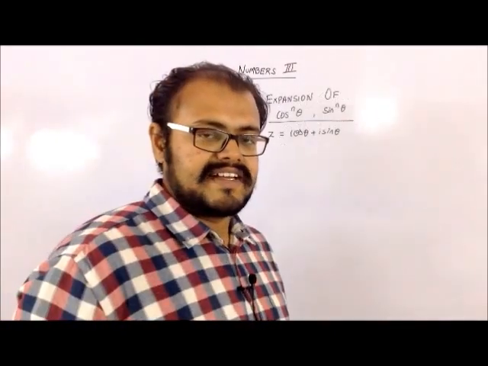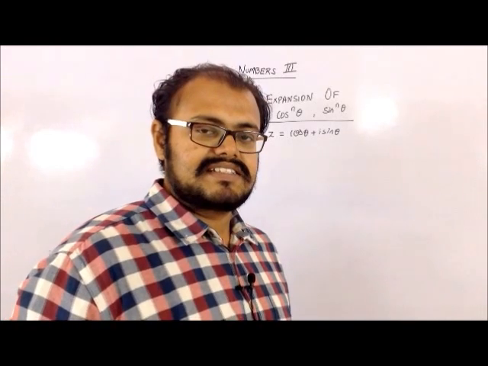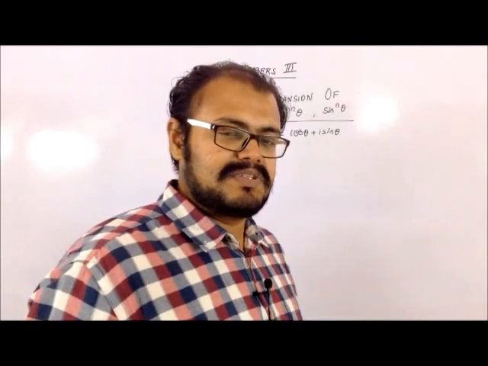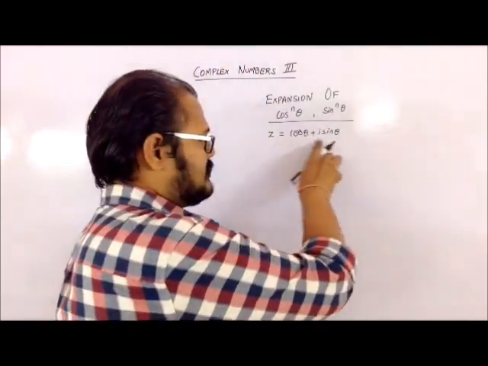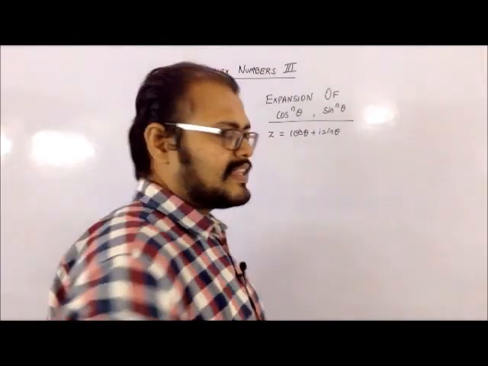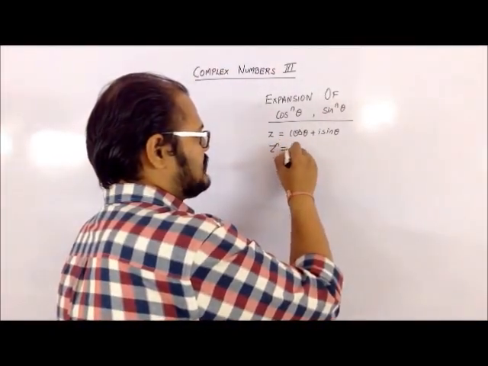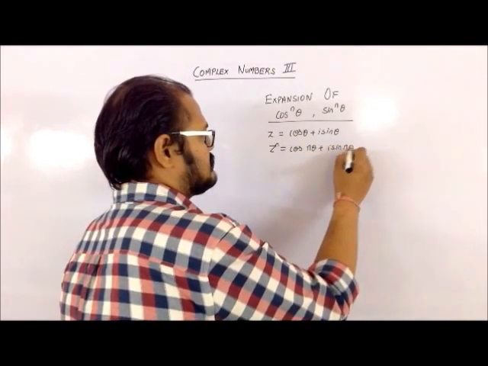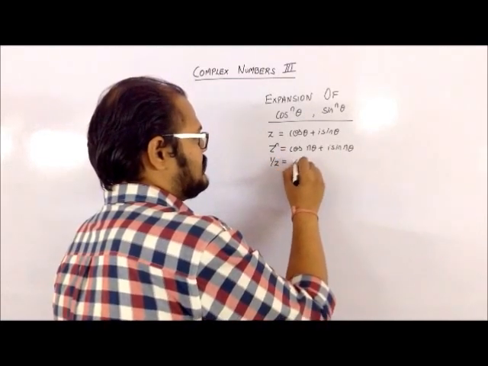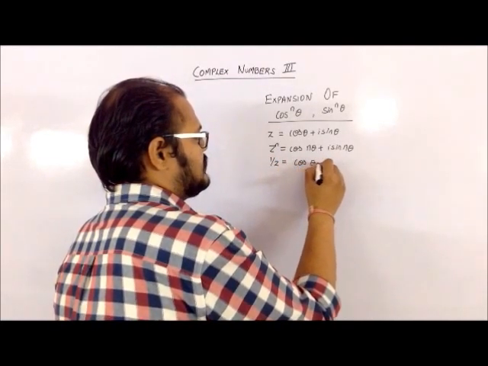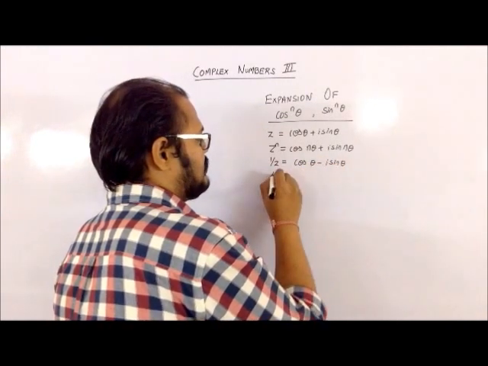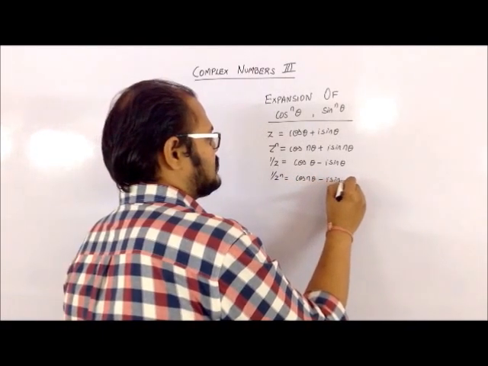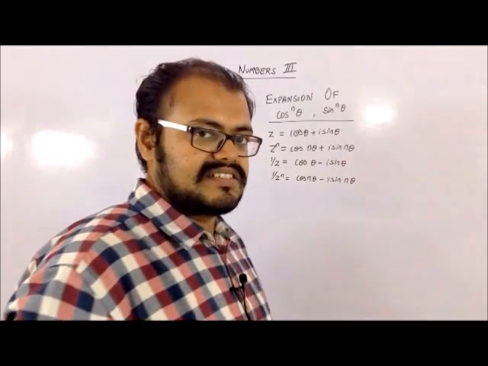The question is to find the expansion of cos raised to n theta and sin raised to n theta. Whenever this question arises, the steps to be followed are: take z equal to cos theta plus i sin theta. That will give you z raised to n as cos n theta plus i sin n theta. Also 1 by z will be cos theta minus i sin theta, and 1 by z raised to n will give you cos n theta minus i sin n theta, which we have already seen how to derive.